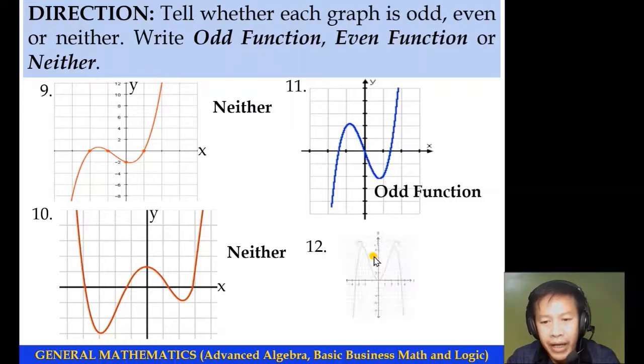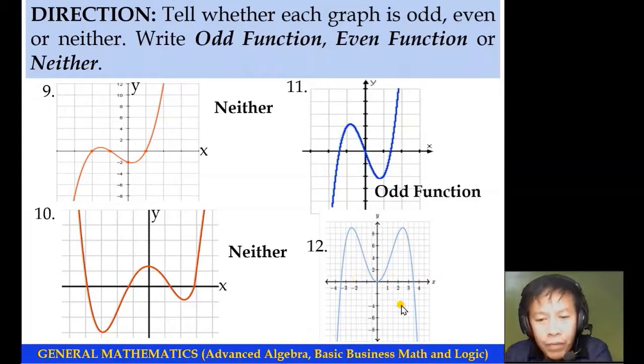And number 12, this is a graph of a quartic function in which we have three turning points. As you can see on the graph, the first and the third turning points are symmetric with each other about the y-axis. And this curve is symmetric with this particular curve because the shape of this curve is exactly the same as the shape of this particular curve.